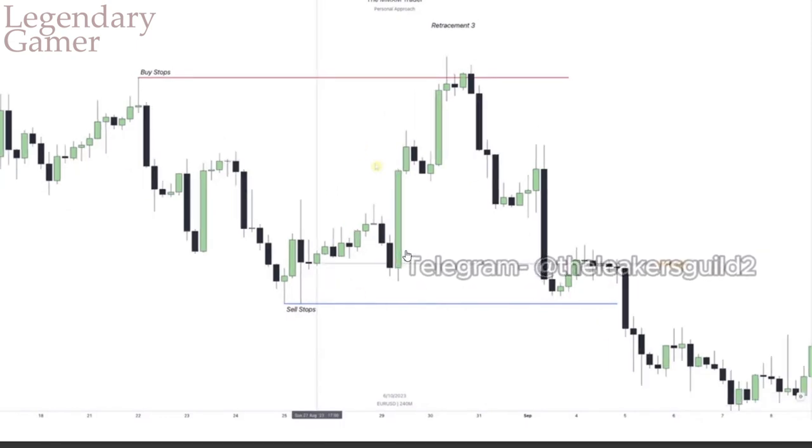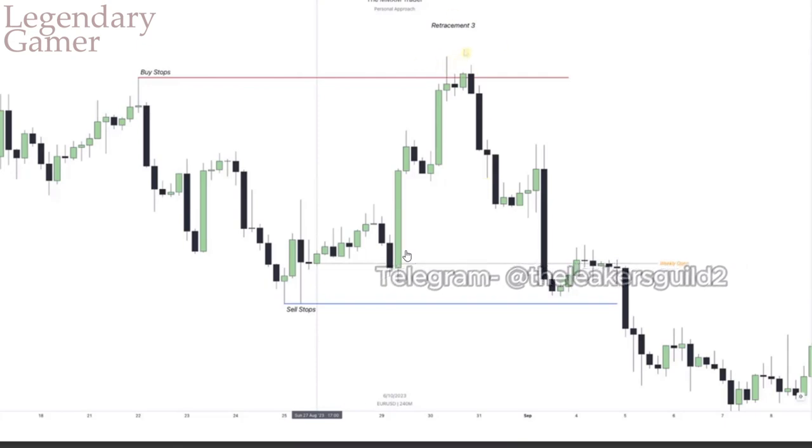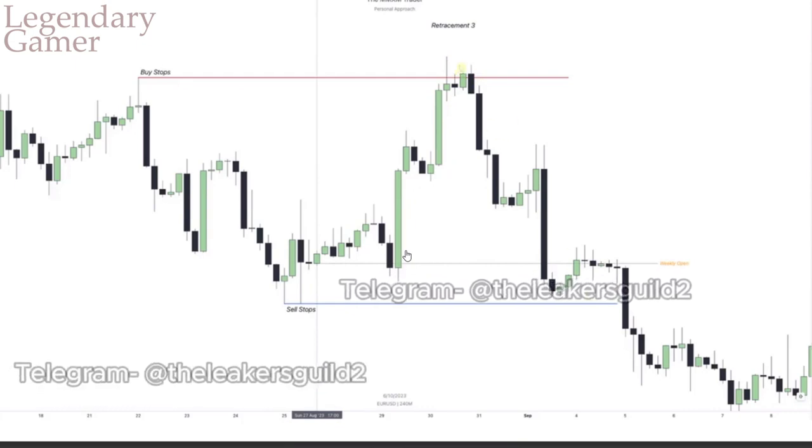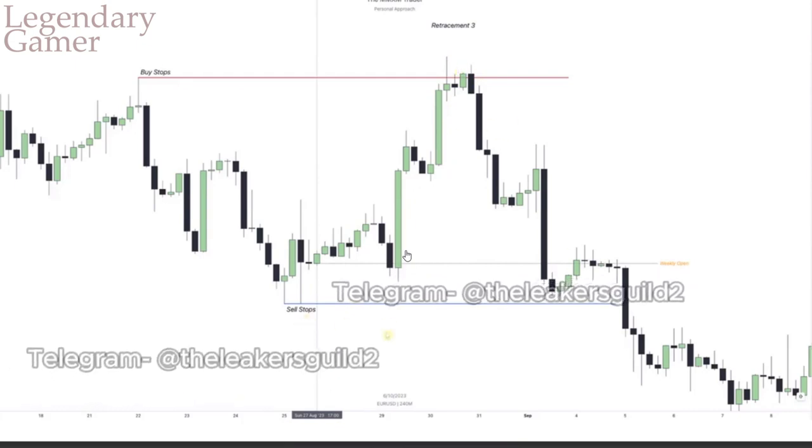Marking out the weekly opening price, again, we want to be a seller on the higher time frame above the weekly opening price. So we're pairing up the buy stops up here, and then price declines lower, and this is that daily retracement. On a weekly chart, the daily retracement, and then you try to catch this move down, pairing up the buy stops with the sell stops.